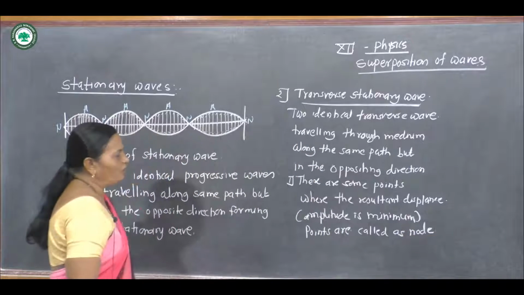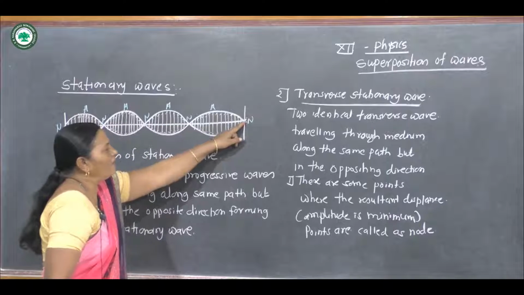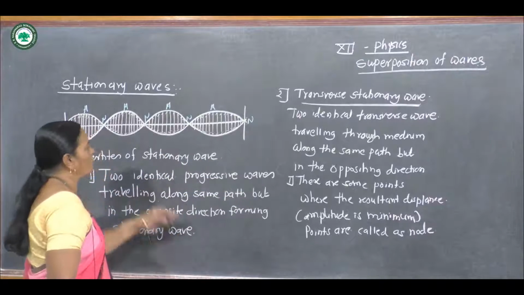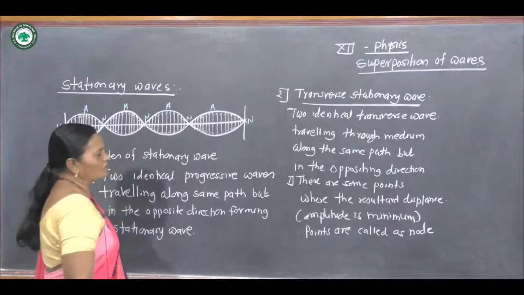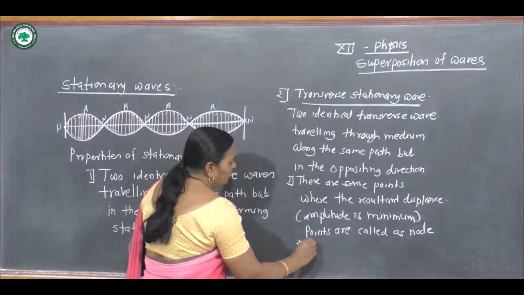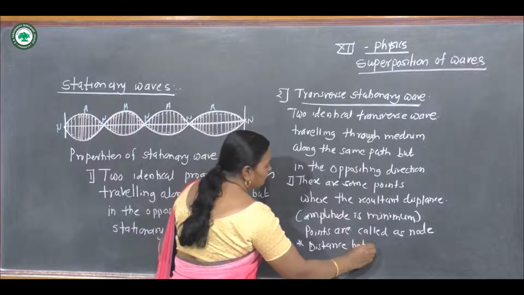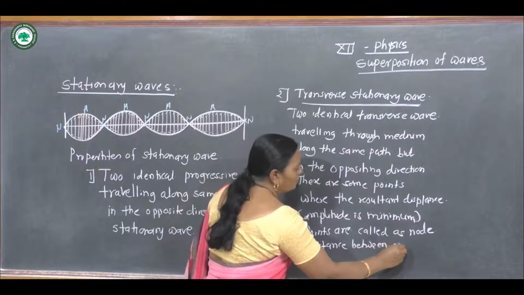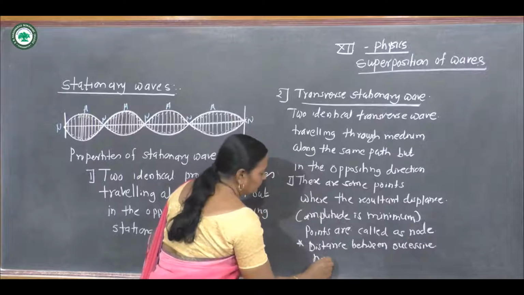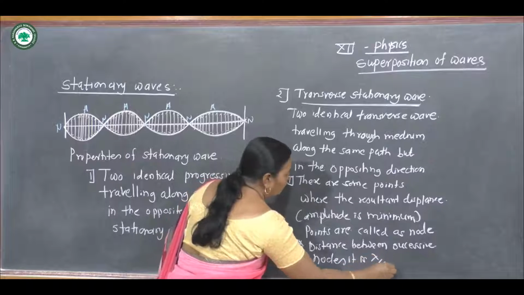Here see the points, the amplitude is minimum here, the points are at rest, and the points are called nodes. The distance between successive nodes is lambda by 2.